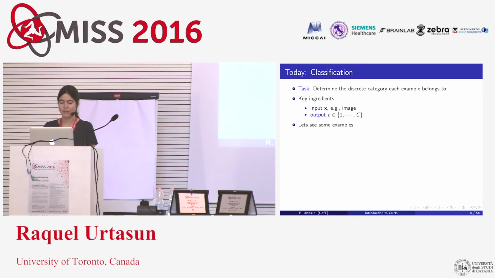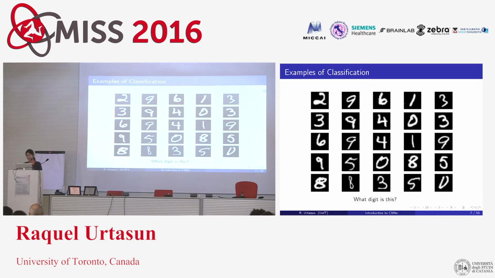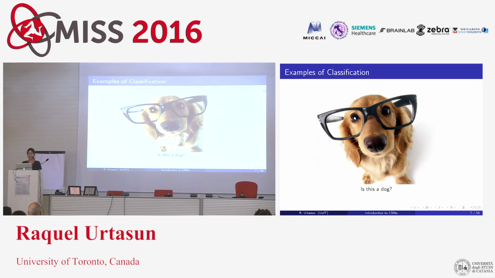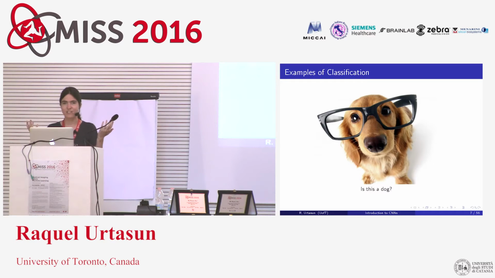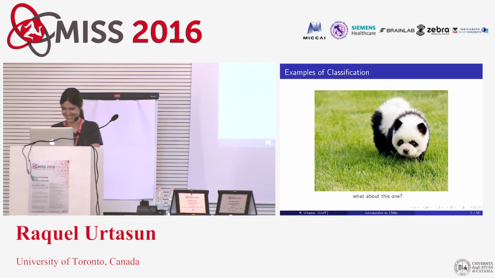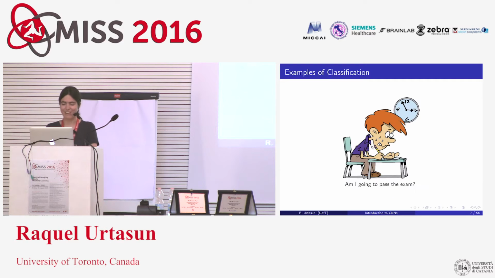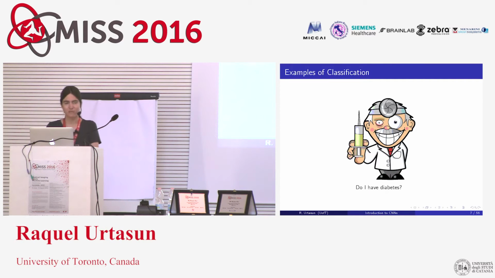So let's see some examples. This is the canonical example that if you are in Toronto, you need to show some of this. Shame on me. In this case, what digit is in every one of these images? There are 10 possible categories. We all love image classification, so here's my favorite animal. Is this a dog? Maybe, what about this one? Who thinks this is a dog? Who thinks this is not a dog? You're all wrong. This is a dog in China. It does exist. All right, so things that people care about, whatever. Maybe if you have diabetes, will I succeed?